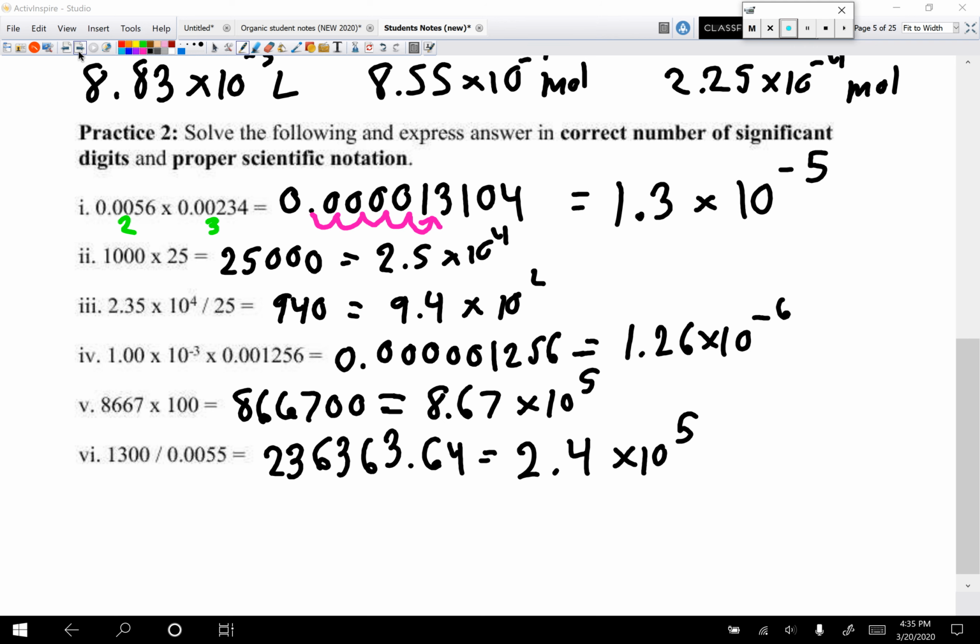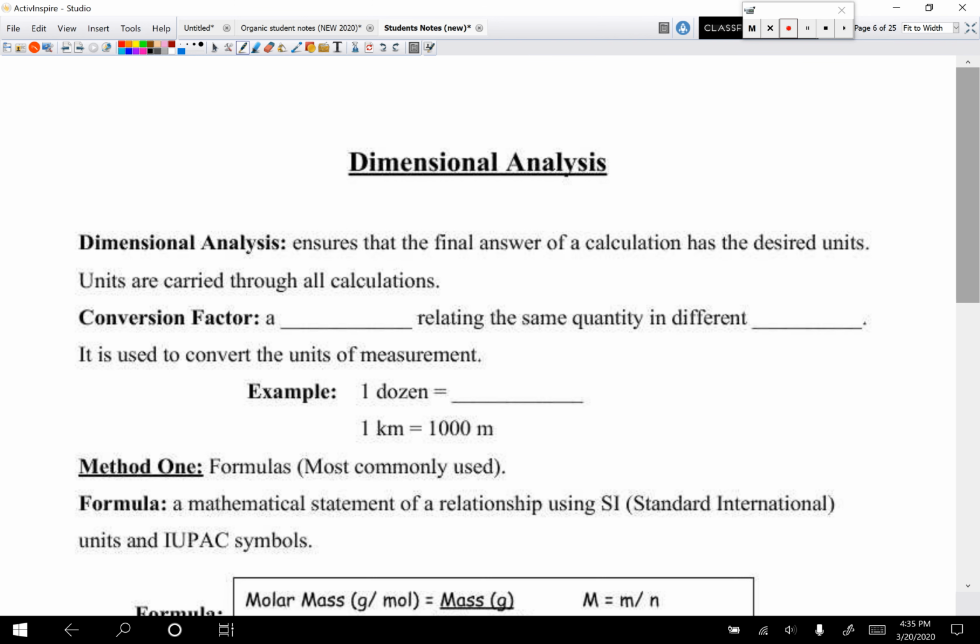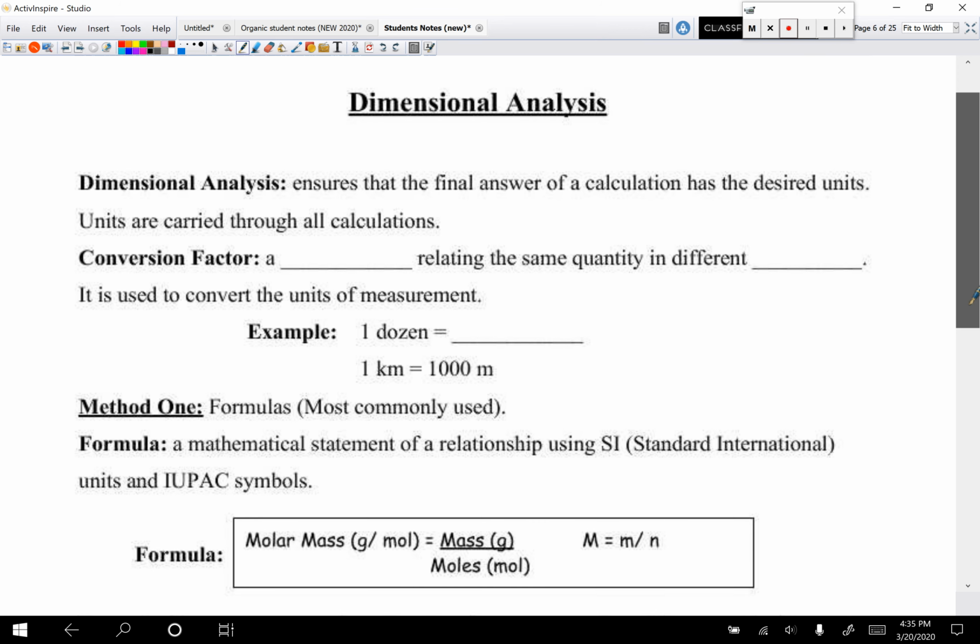Now, the last thing that we are going to do, or look at, is something called dimensional analysis.